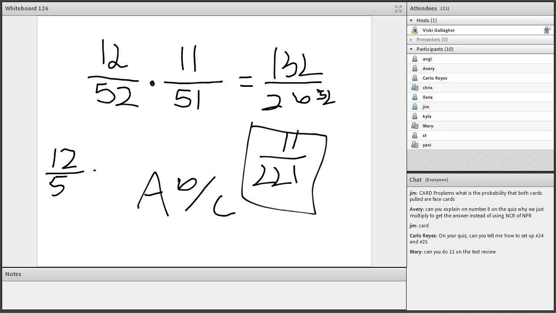Okay, we're going to work with what we have. Okay, 12 over 52 times 12 over 52. So that would be with replacement, because that just means that when you take the card out, you put it back in. So I hope that helped.